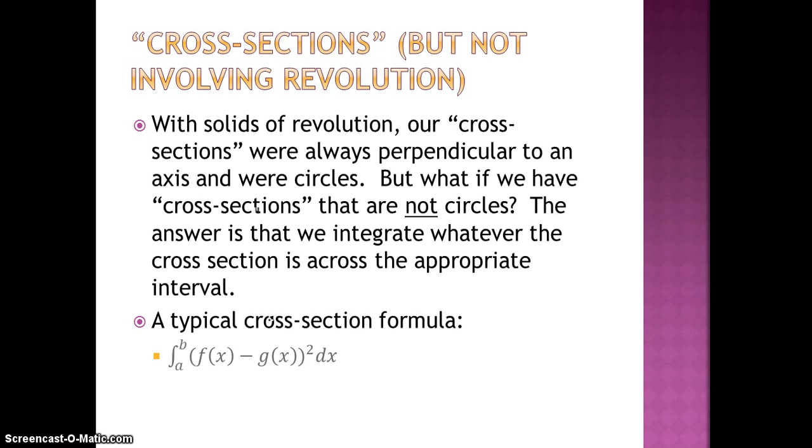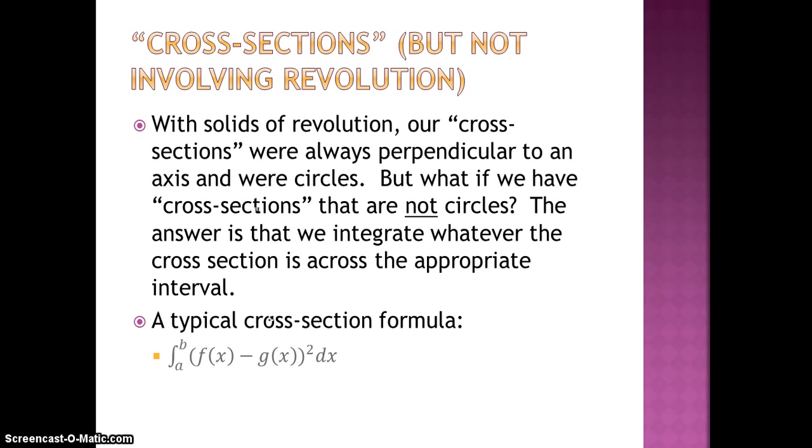Okay, now we have a video on volumes, part 2, which is reading quiz number 7. What we're going to investigate is what happens if we want cross-sections that are not necessarily formed from revolving a function around the axis.